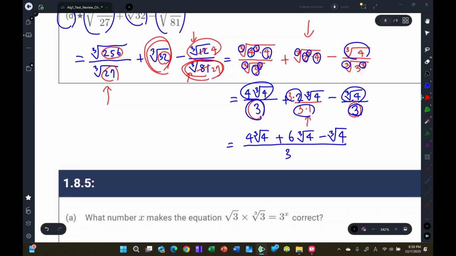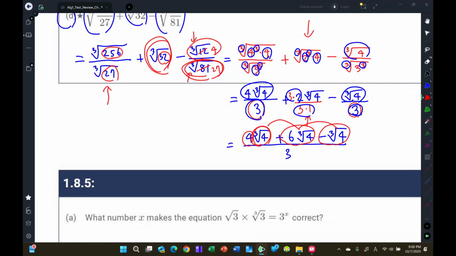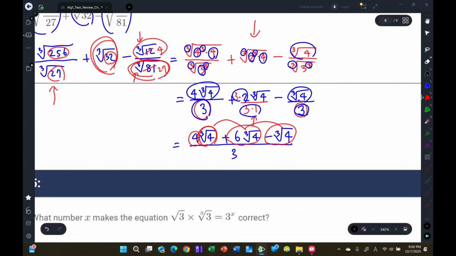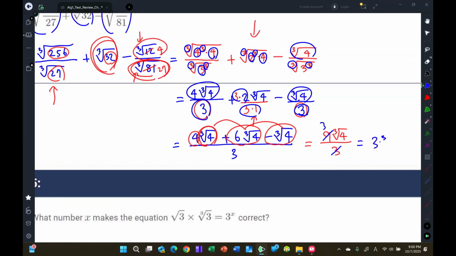And remember, they are all like radicals and they can be combined. You can think of cube root of 4 as $1, okay? So you have $4 and you gained 6 more dollars. That's $10 so far, but carelessly enough you lost $1. So I have $9. Okay, so it'll be $9, which is cube root of 4 over 3, and finally I can reduce these numbers, so it'll be 3 cube root of 4, and that's the final answer.